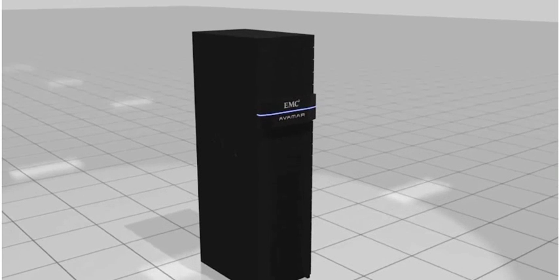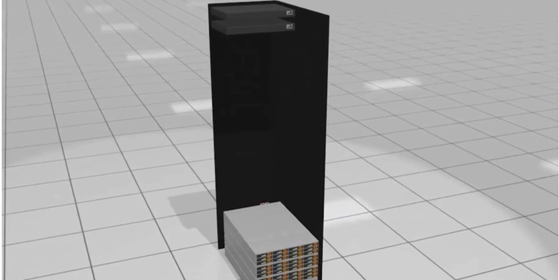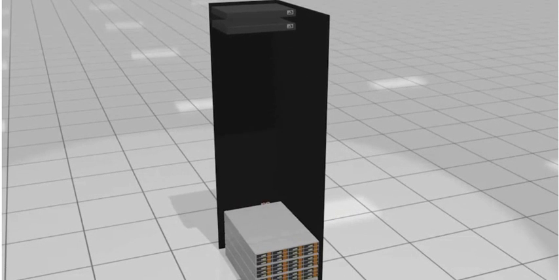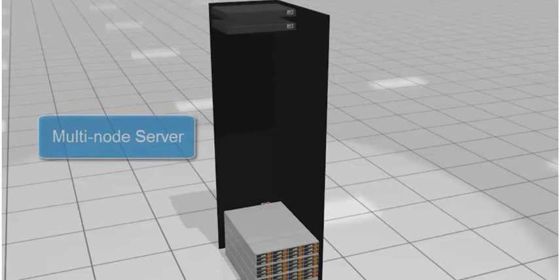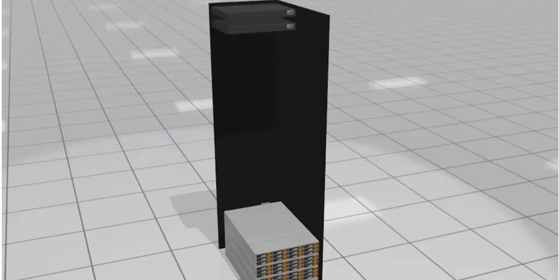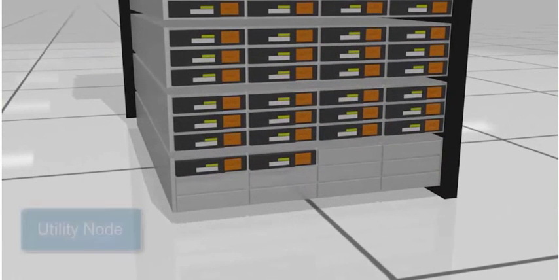Take a look inside an Avamar server, we see that it contains multiple nodes and switches. All these components operate together as one server. For this reason, it is called a multi-node server. There are two main types of nodes, utility and storage. At the bottom of the rack is one utility node.